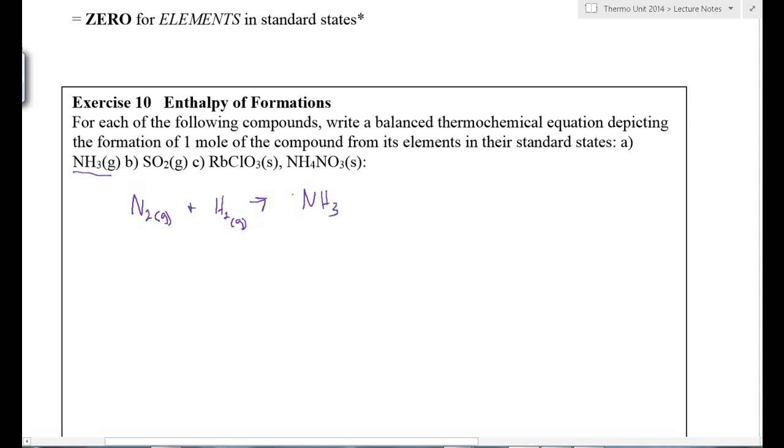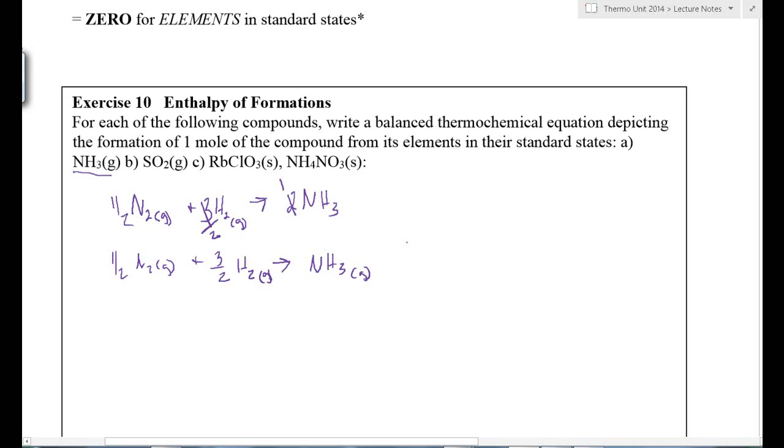So we have to balance this. We need 2 there and 3 there. But remember, we want to determine the change in enthalpy for 1 mole of the product. So we're going to change that to 1. We're going to divide everything by 2, and that's going to become a half. So we're going to end up with 1/2 N2 as a gas plus 3/2 of H2 giving us NH3 also as a gas.